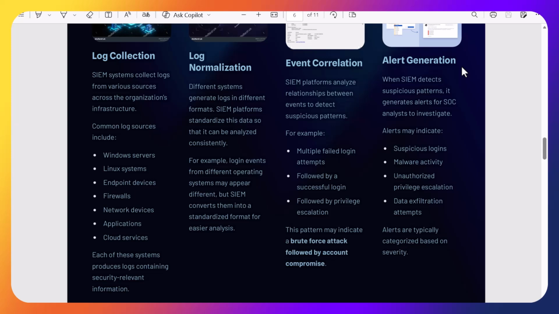Now, data exfiltration refers to the unauthorized transfer of sensitive data from an organization's system to an external location. Alerts are usually categorized based on severity levels, such as low severity, medium severity, high severity, and critical severity. This classification helps analysts prioritize which alerts should be investigated first.